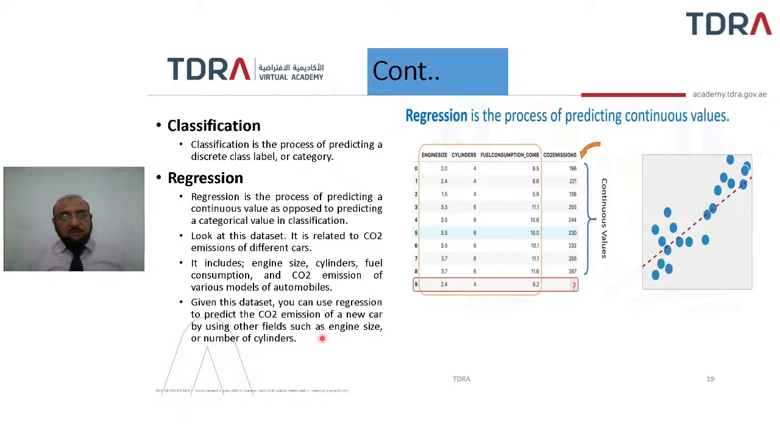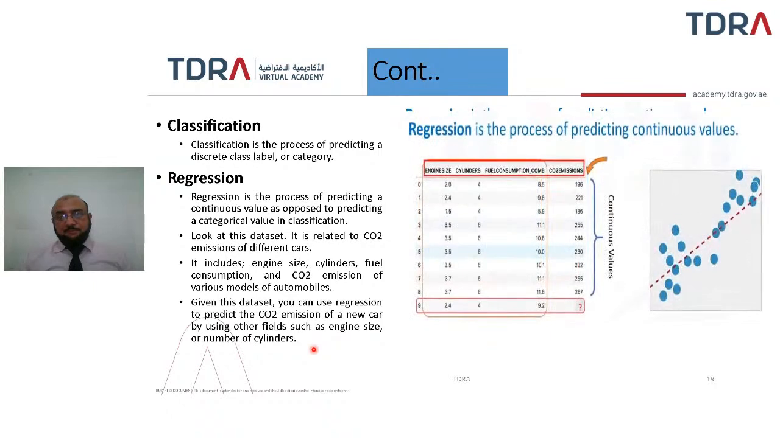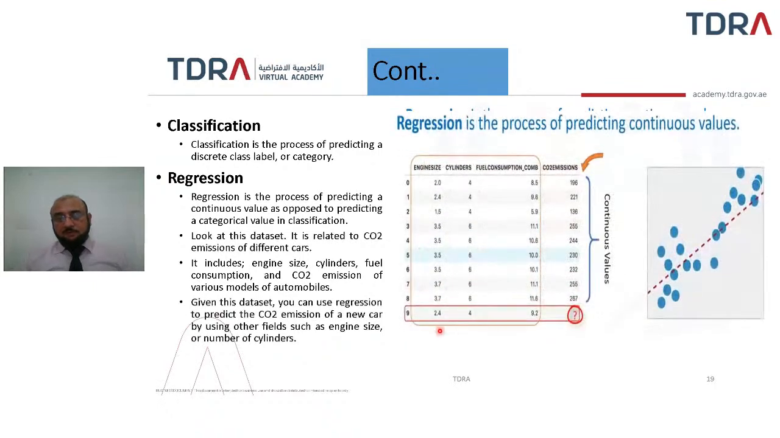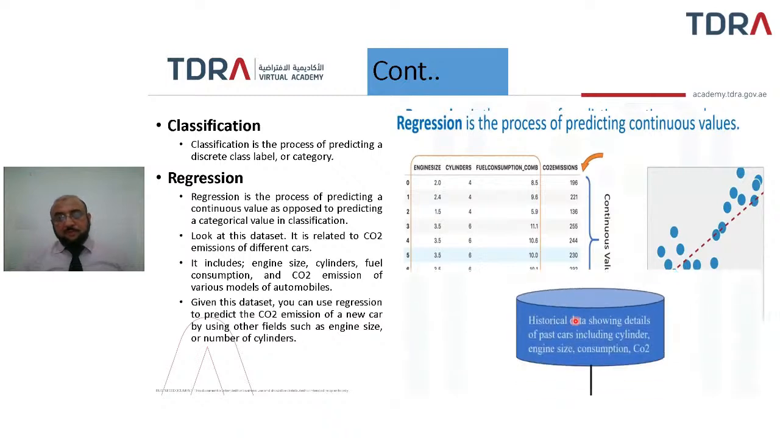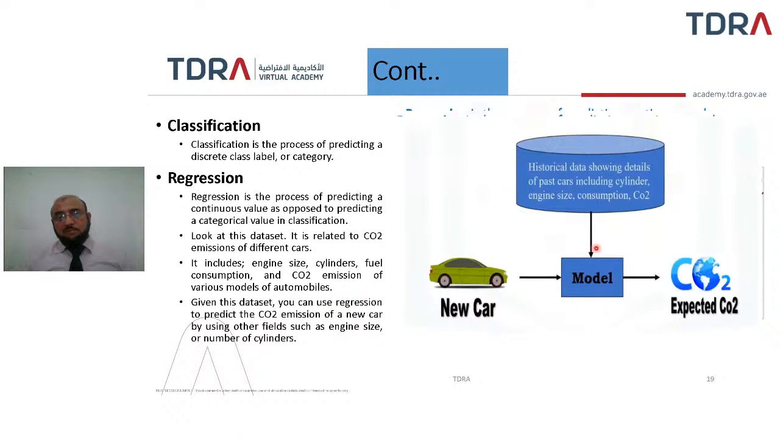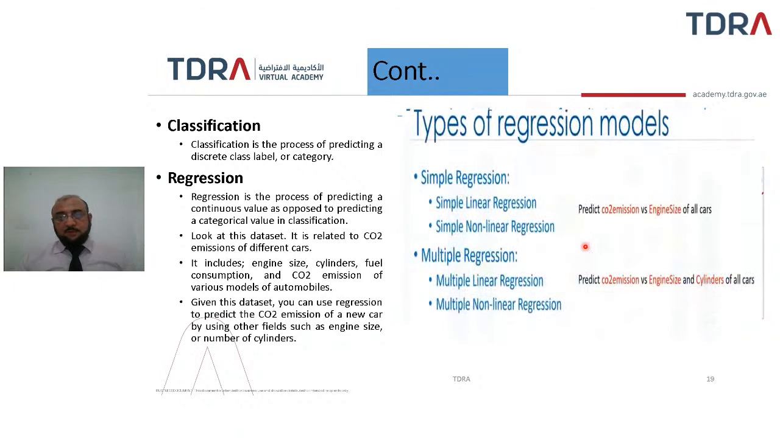Given the data, we can use regression to predict the CO2 emission of a new car. For a new car, the model will give us the expected CO2 based on the historical data and its features. Then we have different types of regression models, like simple regression. In simple regression, we have simple linear regression and simple non-linear regression.